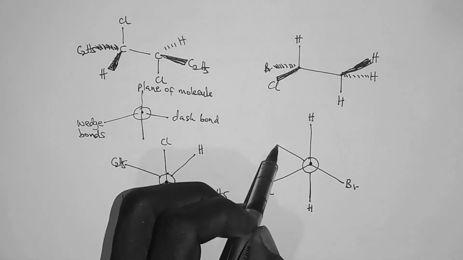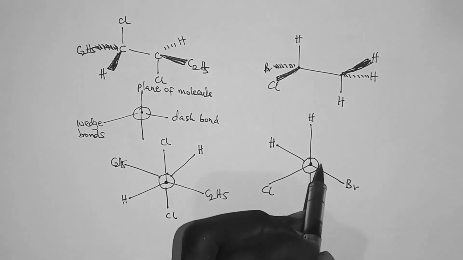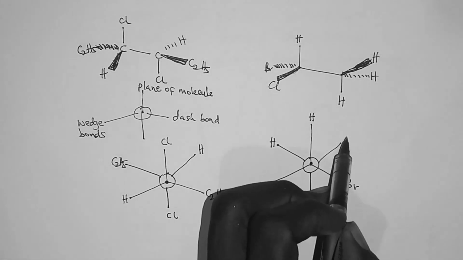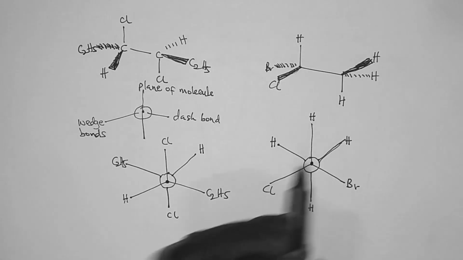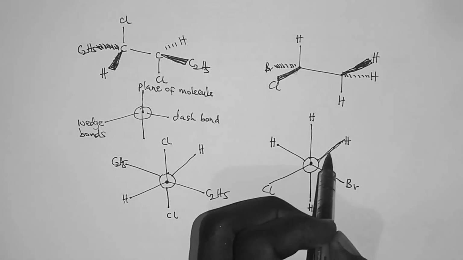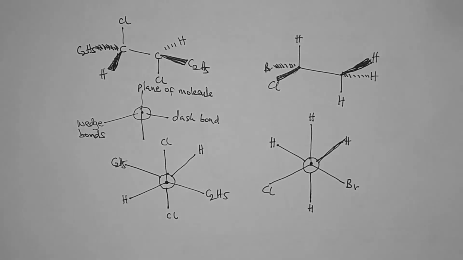So that means that on the wedge bond is this proton. And then on the dash bond is also this proton. So let me draw it. It looks like this. So this is the Newman projection of that molecule that we see in perspective.